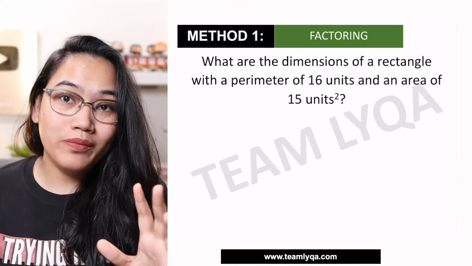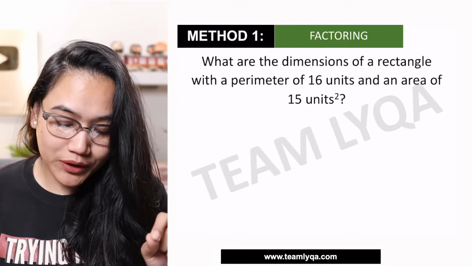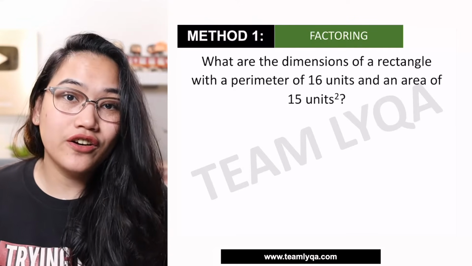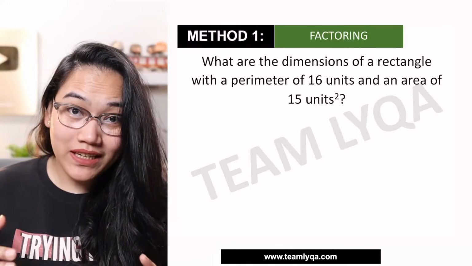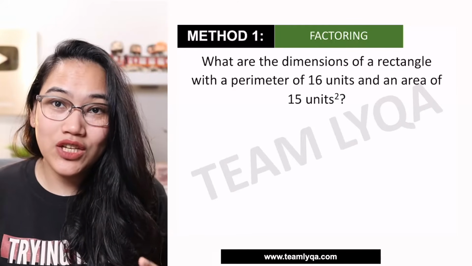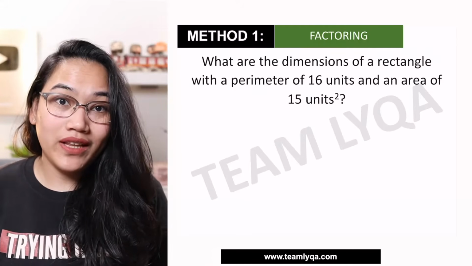And we're going to use method 1, factoring first. The question says, what are the dimensions of a rectangle with a perimeter of 16 units and an area of 15 units squared? Now, to make it easier and cleaner to look at, because the L looks a lot like 1, let's make it X and Y, the length and width.